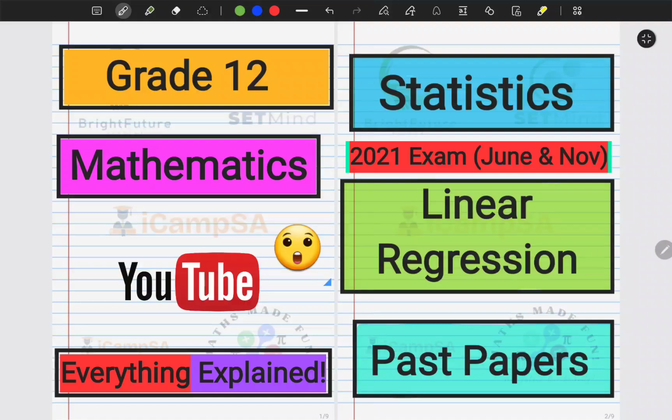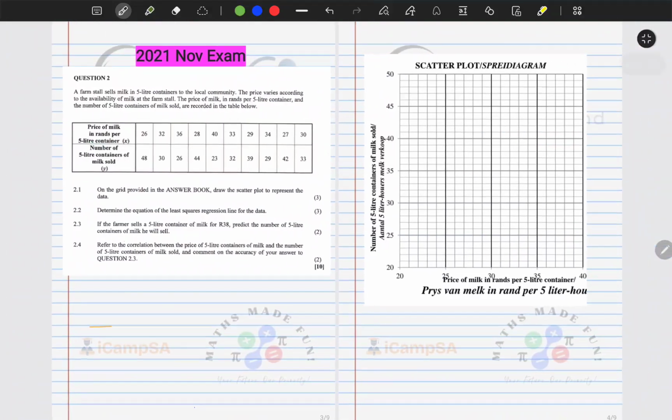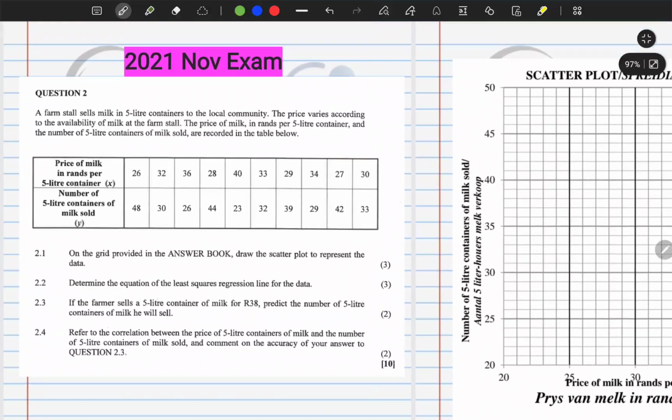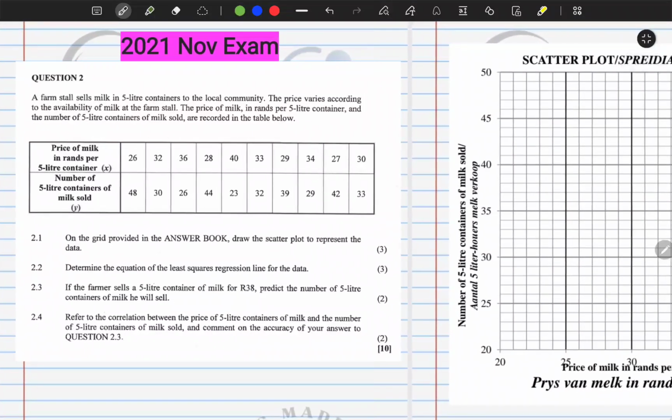In this edition, we're still looking at linear regression, but our focus is on the 2021 exam, that is the June and the November exam. We're still looking at statistics, that is grade 12 mathematics. So let's have a look at this question from the 2021 November exam.